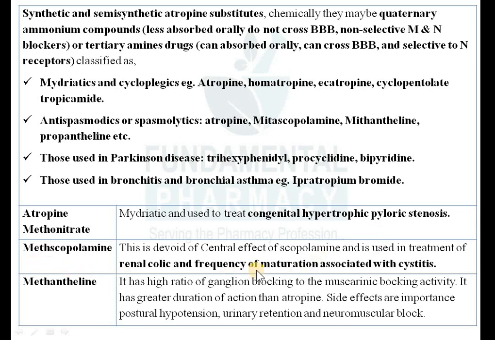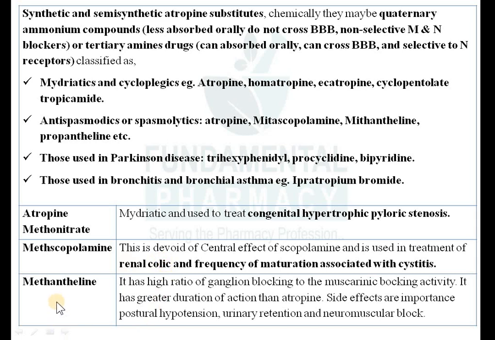Now methscopolamine. It is devoid of the central effect of scopolamine and it is used in the treatment of renal colic and frequency of micturition associated with cystitis. Renal colic means spasm of the ureter. Okay, that is renal colic. Frequency of micturition: if you have a very frequent urge to urinate due to infection, in that case methscopolamine is used.